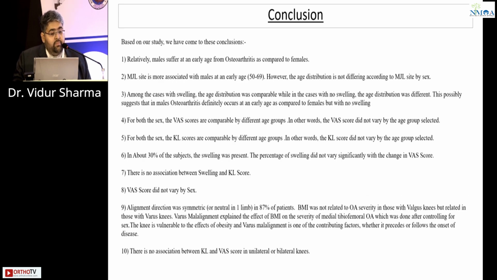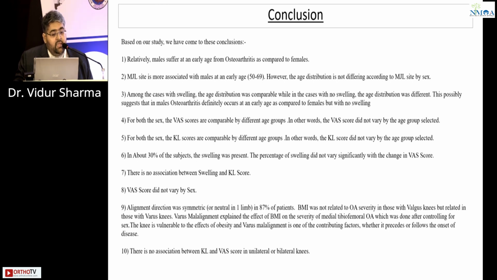So, conclusion: based on our study, we have come to this conclusion. Relatively, males suffer osteoarthritis at an earlier age as compared to females. Medial joint line site is more associated with males at an early age of 50 to 69. However, the age distribution is not different according to the MJL site by sex.